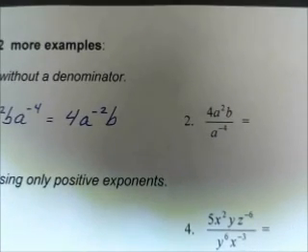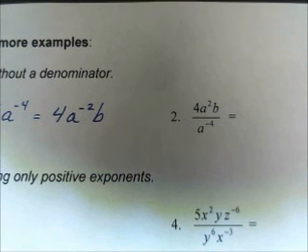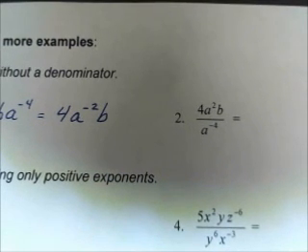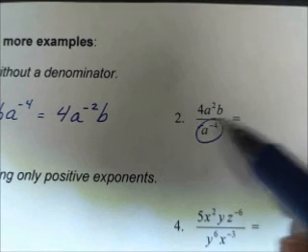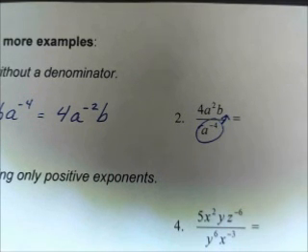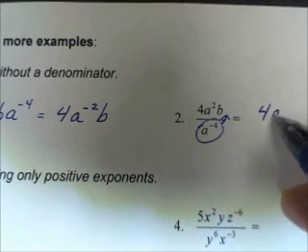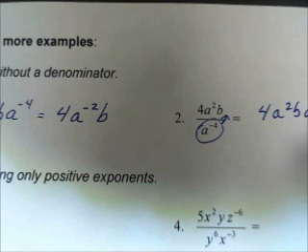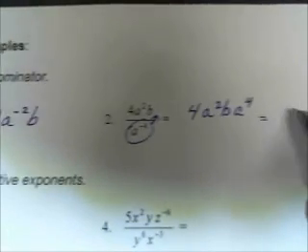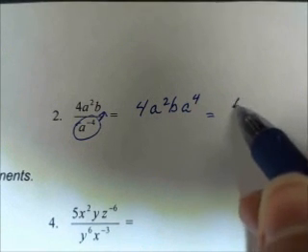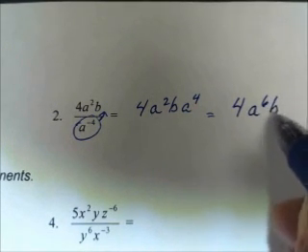Number 2. Same thing. I don't want a denominator, so this a to the negative 4, let's bring it up in the numerator. For a squared b, a to the positive 4. Well, a squared times a to the fourth is a to the 6. So this would be 4a to the 6b.